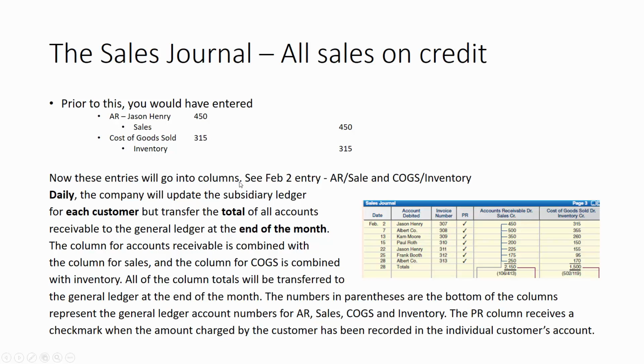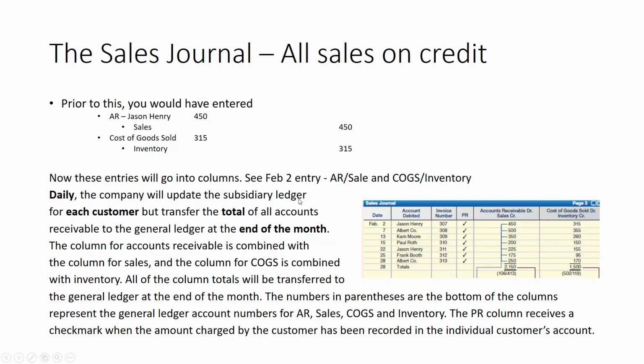Now of all the special journals that we'll look at, the sales journal is the easiest to follow. See the February 2nd entry. February 2nd, Jason Henry. This is the invoice number. This is the amount for the accounts receivable. This is the amount for sales. The debit and credit entries are combined in this column. The cost of goods sold debit and the inventory credit, these amounts are combined in this column.